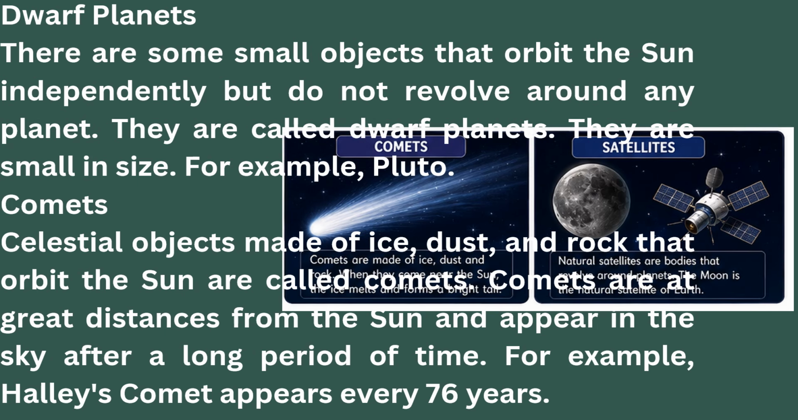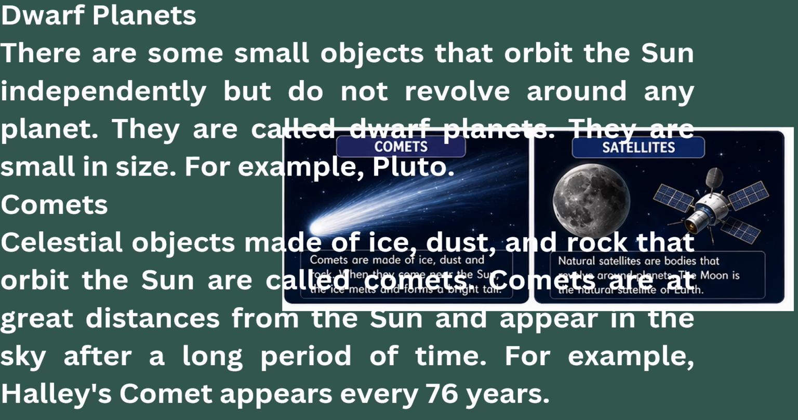Dwarf planets. There are some small objects that orbit the Sun independently but do not revolve around any planet. They are called dwarf planets. They are small in size. For example, Pluto was a part of the planets earlier, but now it is called a dwarf planet.